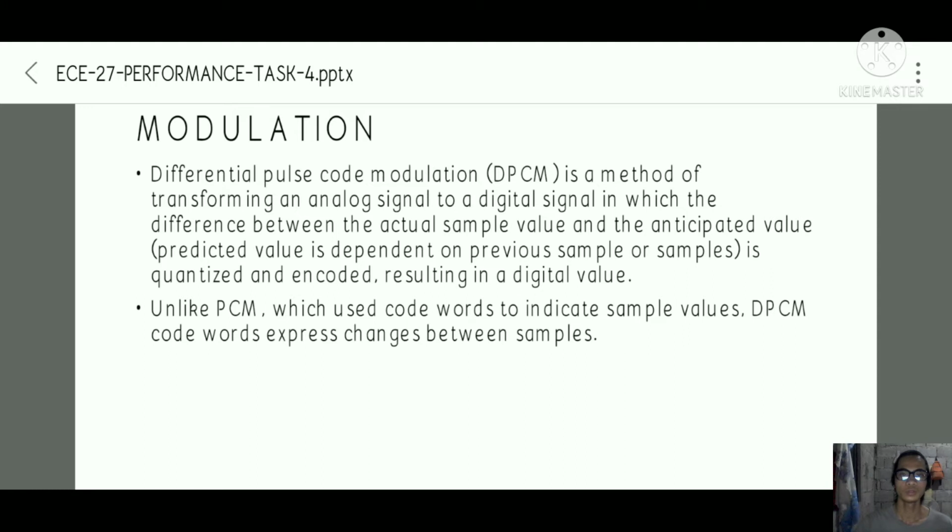Differential pulse code modulation is a method of transforming an analog signal to a digital signal in which the difference between the actual sample value and the anticipated value, the predicted value, which is dependent on previous sample or samples, is quantized and encoded, resulting in a digital value. Unlike PCM, which uses code words to indicate sample values, the DPCM code words express changes between samples.